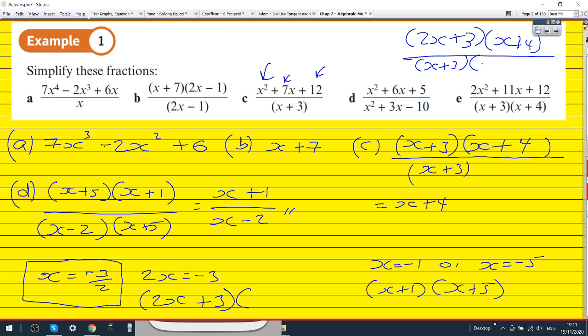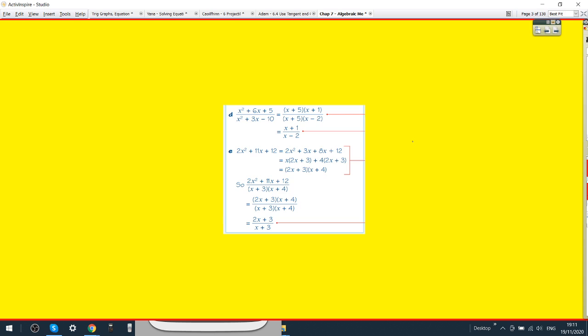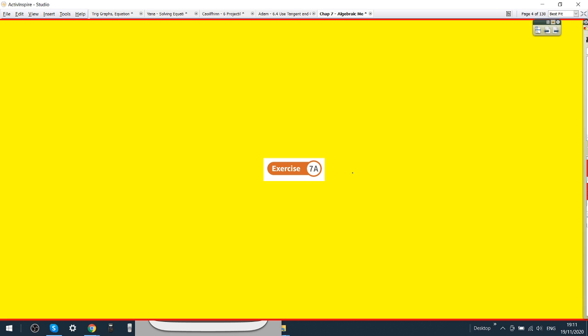And then x plus 4 cancels out, so the answer is 2x plus 3 over x plus 4. No, x plus 3. Yep. Wait, is that right? Yep. Yeah. 2x plus 3 over x plus 3. Great. Yeah. And the calculator might speed up the factorizing a little bit. Yeah.